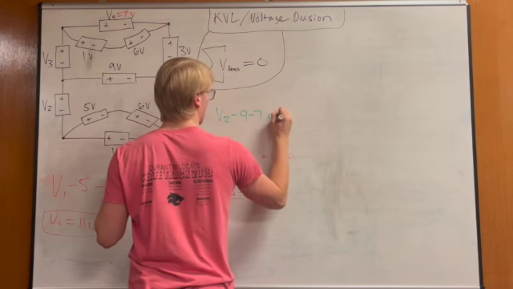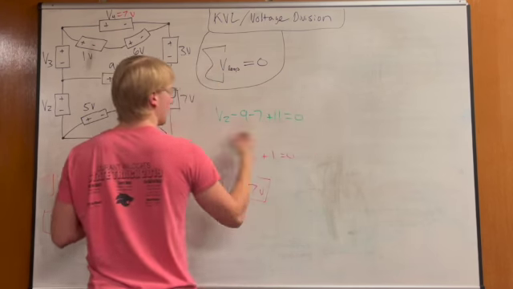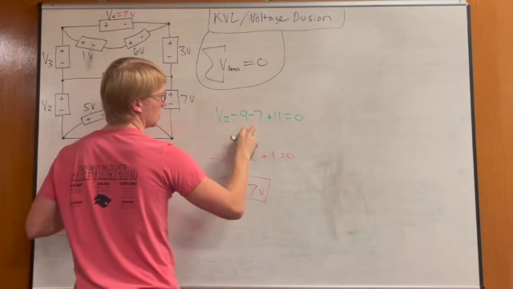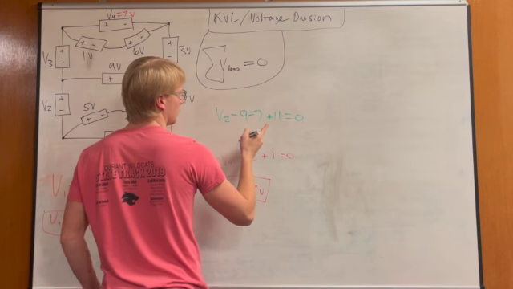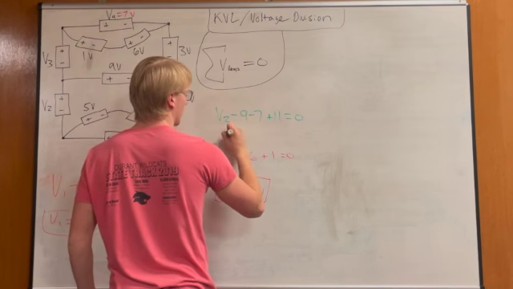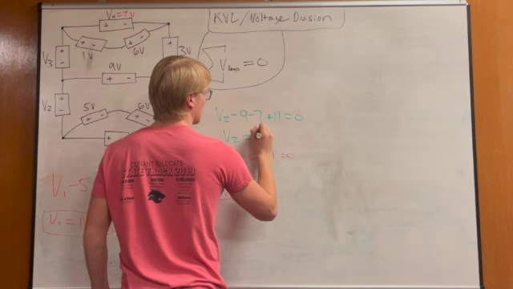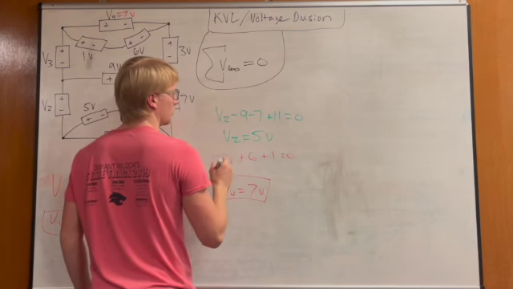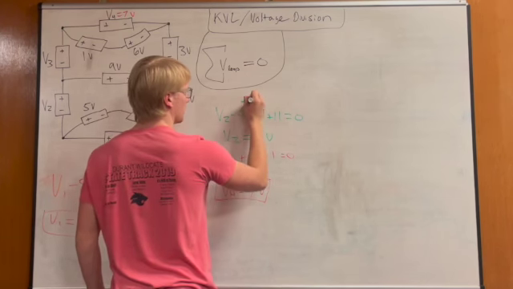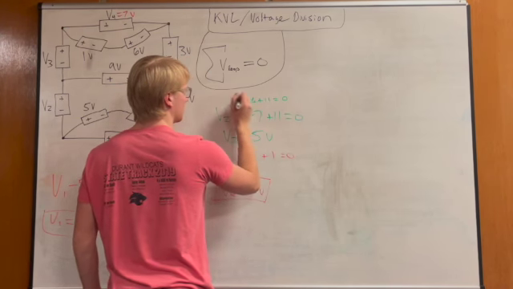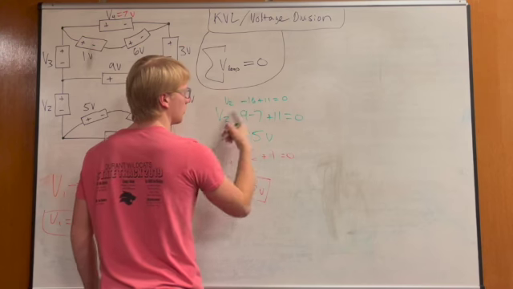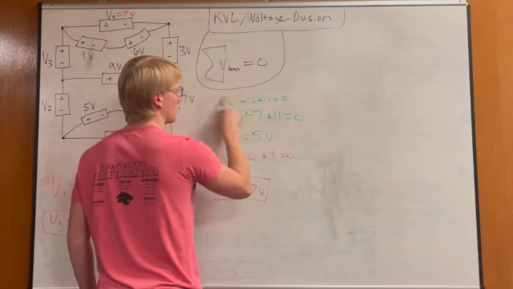That equals 0, which means it's negative 16 plus 11, so 5. V2 is 5, because we'll have a negative 16 plus 11 equals 0.